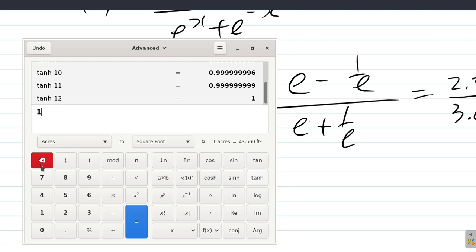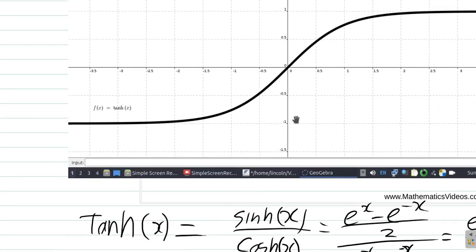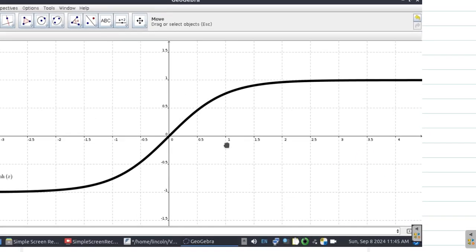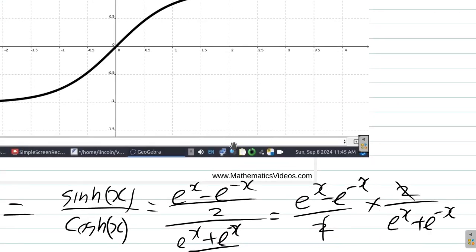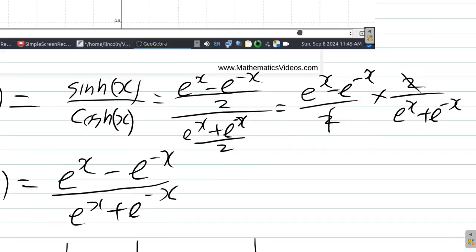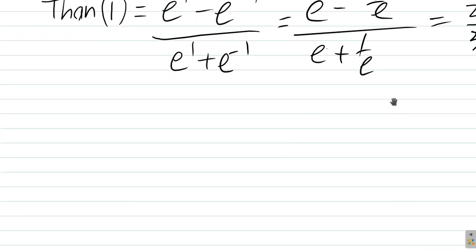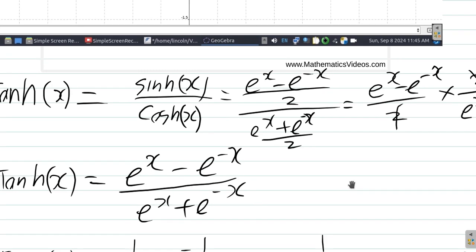Suppose you want the tan of negative 5. You get negative 0.999 something. So you can see what's going on here. What the shape of the graph is suggesting is that when you find the tan of an angle, it's not going to be 1 or larger. No matter what that angle is, it's not going to reach 1.